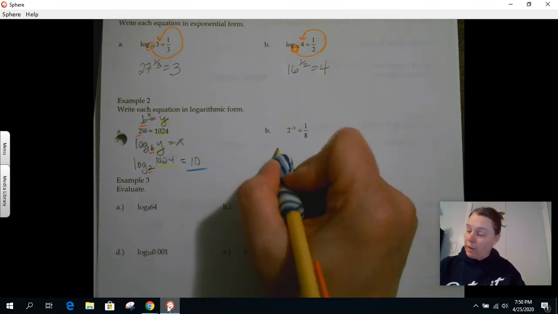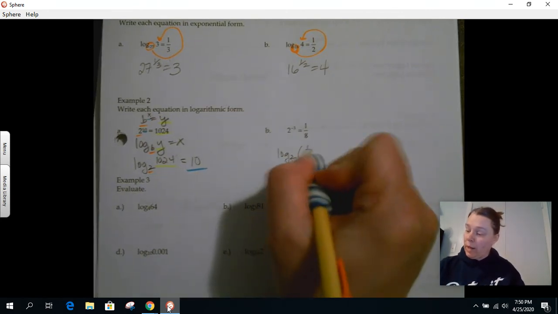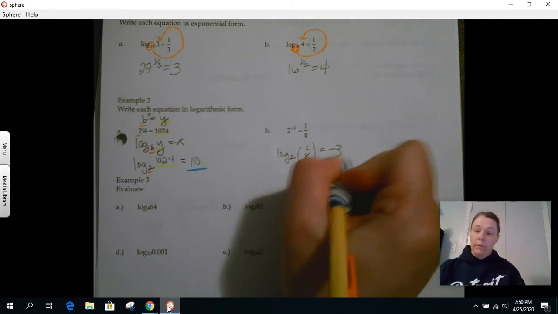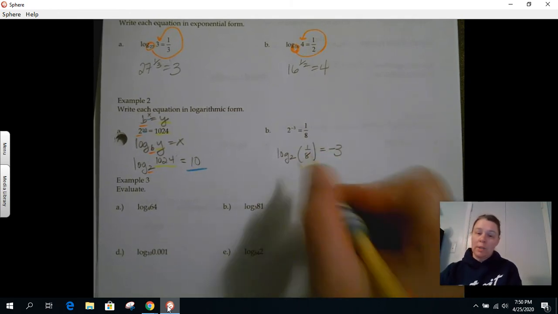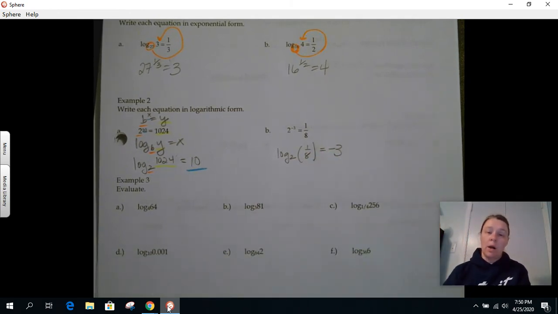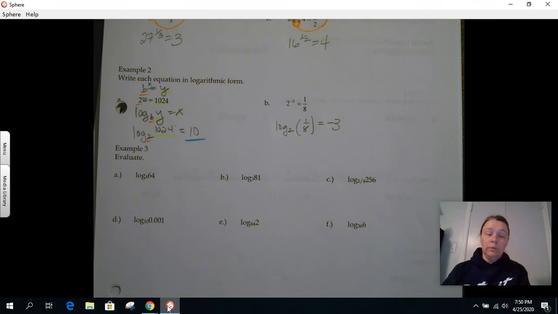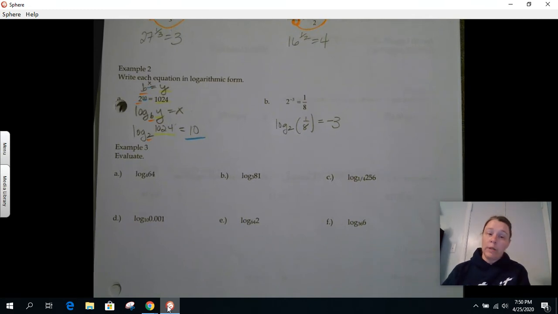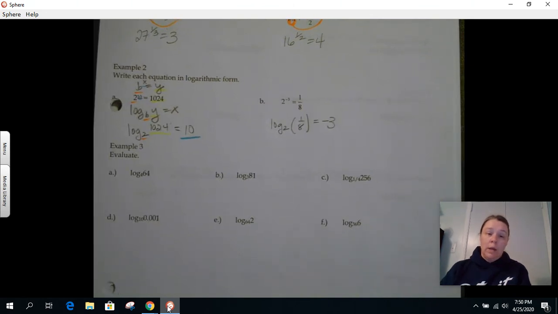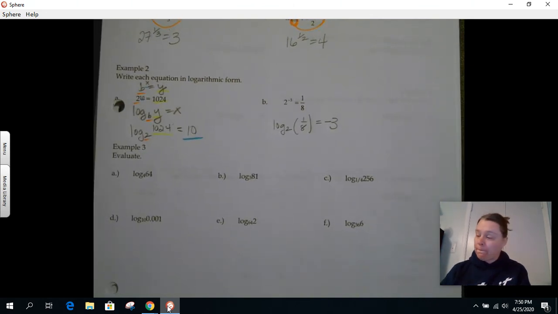Then this one would be log base 2 of 1/8 is -3. Here I put it in parentheses just to make sure it was clear that that was the log of that whole thing. And the last thing we're going to do is just some practice. I want you to start out by just trying those. Go ahead and pause and then try them, and then we'll go over them.